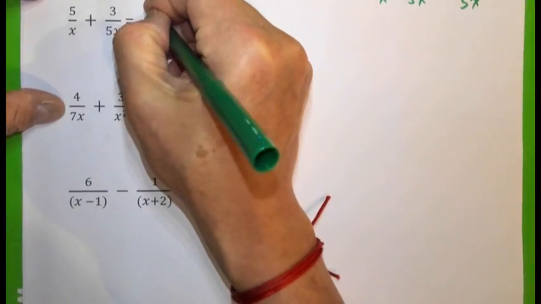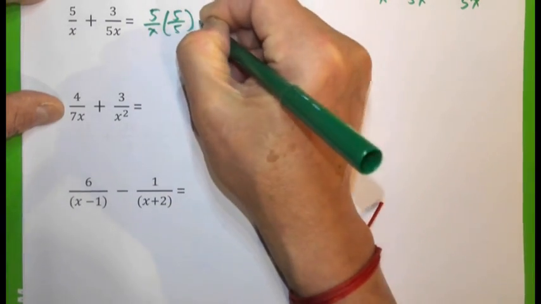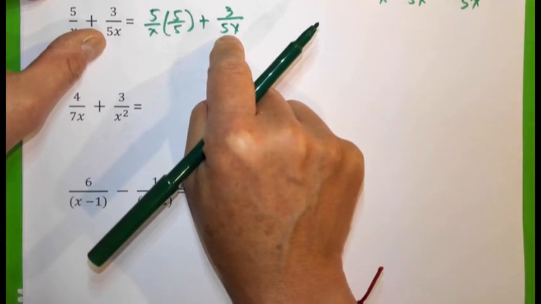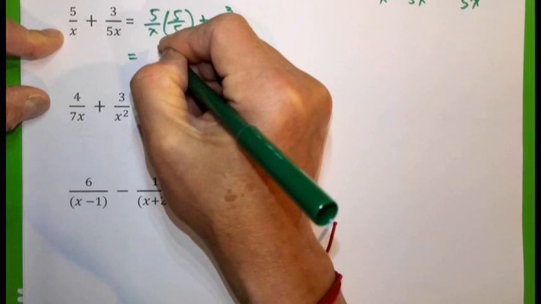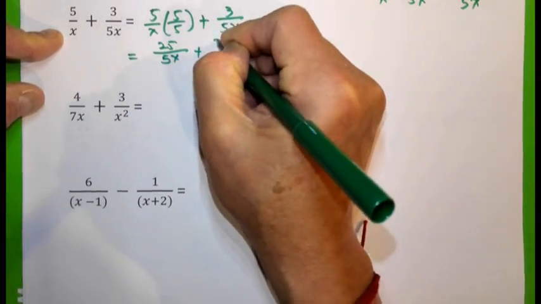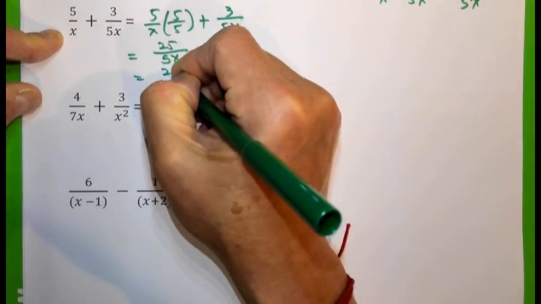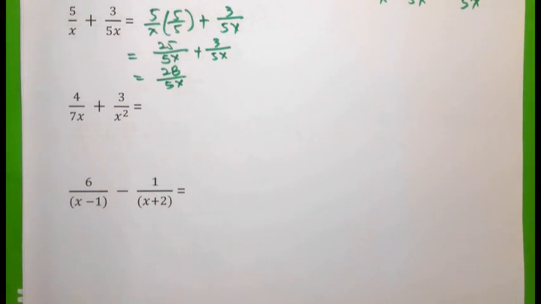So 5 over x times 5 over 5 plus 3 over 5x. We don't need to change that one. We need to bring the first up to 5x. Therefore, that equals 25 over 5x plus 3 over 5x. That gives us 28 over 5x. That's it. That's the answer. We'll leave it there.